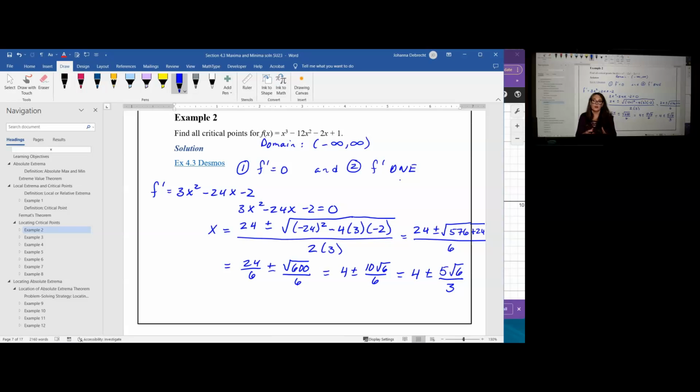I have 2 critical points coming from the function equal to 0: 4 plus 5 square root of 6 over 3 and 4 minus 5 square root of 6 over 3. These represent the x locations, the where it is, but not the what it is. For that, I would have to plug it into the function. For now, we're not going to use the rules of first derivative test and second derivative test to determine what we have here. We're simply going to graph.